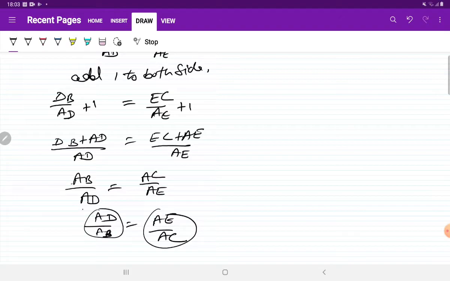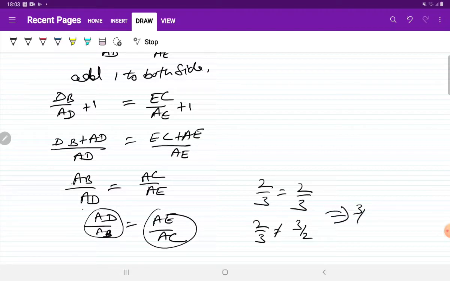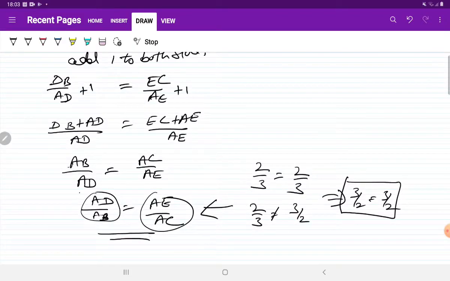Then I got the same result. If I have 2 by 3 on the left side and on the right side I again have 2 by 3, and this side I am taking 2 by 3 and the other side I am writing 3 by 2, then I will get the wrong result. If I write 3 by 2 is equals to 3 by 2, both sides, then I will get the same result. So same thing I did here. Okay. So this way we can get the final result.